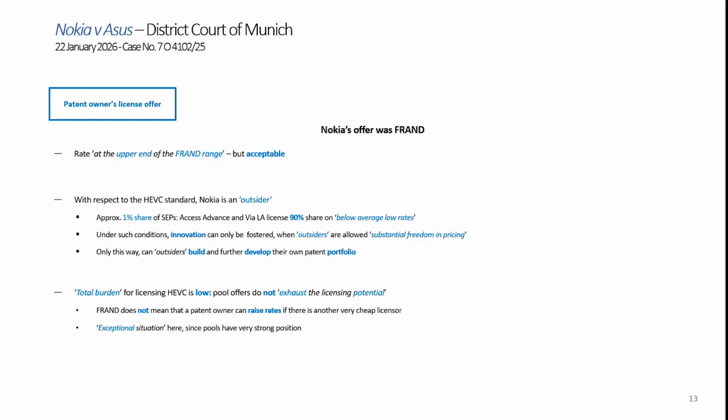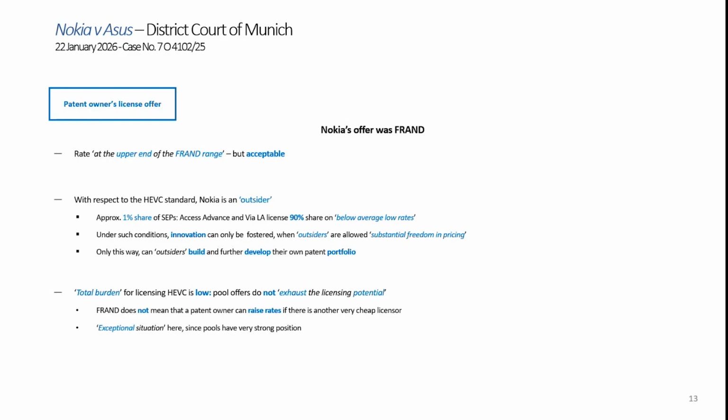Does this mean that if you have someone in the market that offers very cheap licensing rates for a standard, you can charge how much you want for your own portfolio, or you can raise your rates for your individual portfolio? The court said no, FRAND does not entail that. It does not mean that the patent owner can raise its rates as far as he wants if there is another very cheap licensor. However, again, the court pointed out that here we have these exceptional situations with these two pools having a very strong position in the relevant market for the licensing of the relevant patents for HEVC.